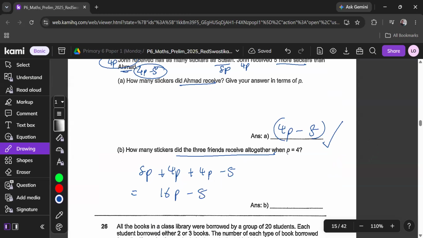Okay, and p equal to 4. So 16 times p, 16 times 4 will be 64. Minus 5 equals 59. So your answer for part B is 59.